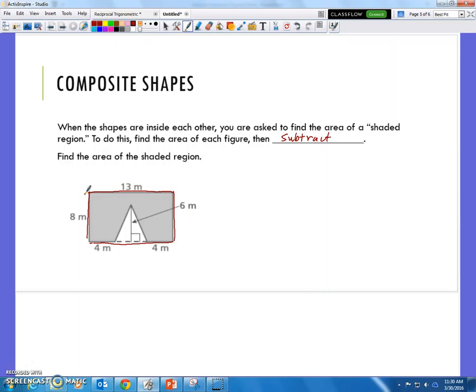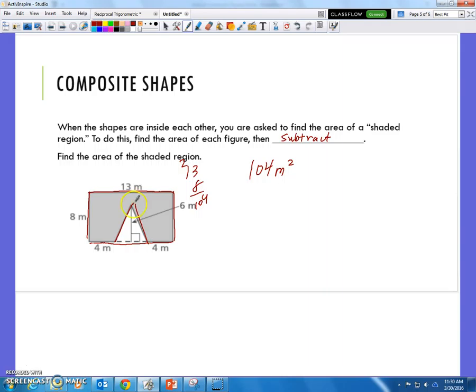The whole thing. And I know that's, looks like it's a 13 by 8 rectangle. So 13 times 8, 104. So the area of the entire thing is 104 meters squared. But there's part of it that I don't want. The part I don't want is a triangle.